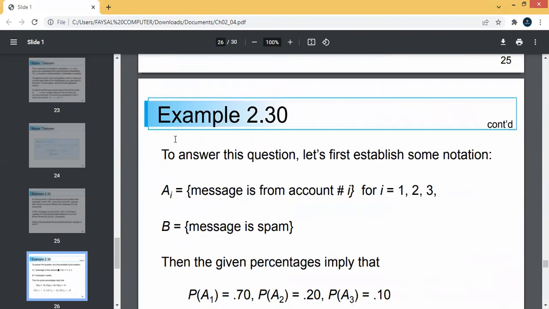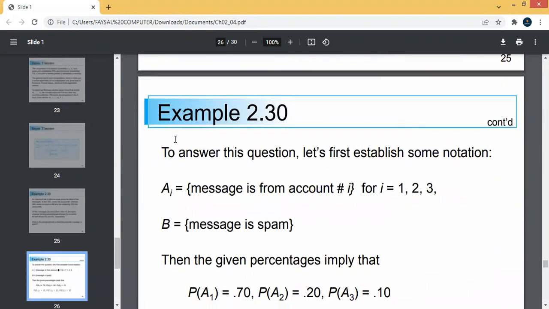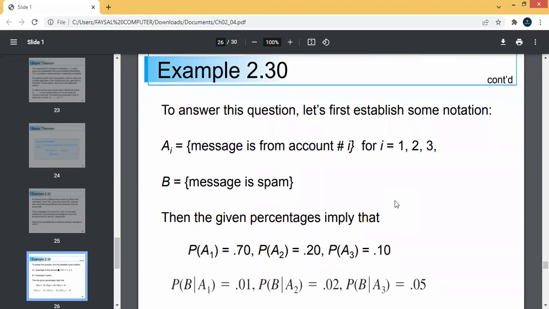To answer this question, let's first establish some notation. Ai. So what is Ai? Ai is basically the event that the message is from account i, for i equals 1, 2, 3, and B equals the message is spam.